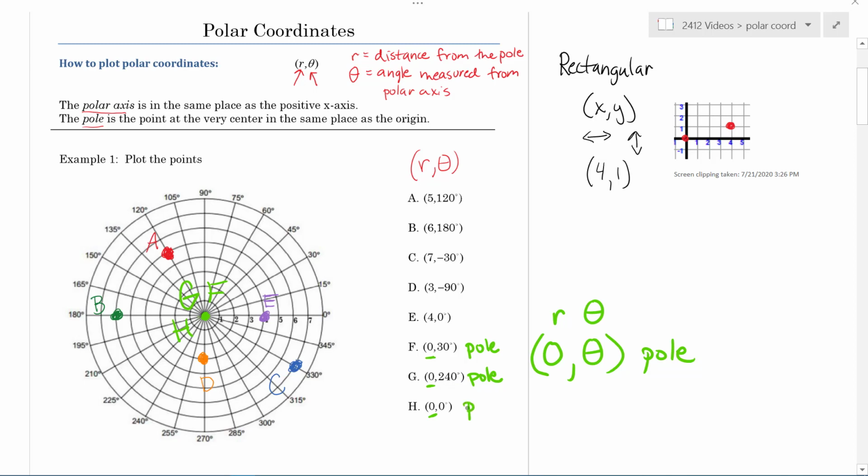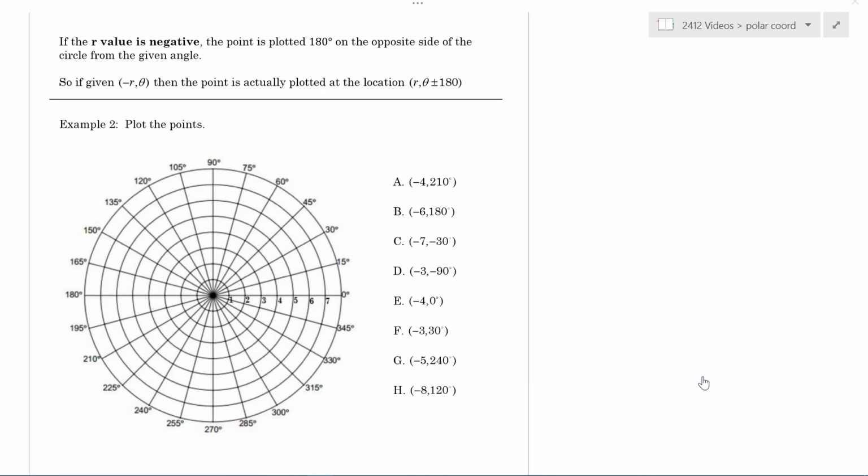So all of those last 3 points are plotted right at the very center, at the pole. Now, if your r value is negative, things get a little more interesting. If your r value is negative, then the point is plotted 180 degrees on the opposite side of the circle from the given angle. So it's not plotted at the angle you see, but at an angle that is plus or minus 180 degrees away from the given angle.